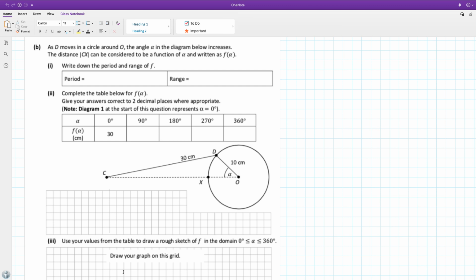What's the distance from C to X going to be? This is 30, yeah? It's all the way over here. What's the distance from here to here going to be? 20. Exactly. So what's the distance from here to here going to be? 10. The bar is 30.